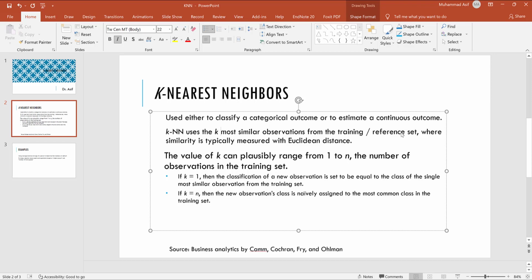K is a number that can vary from 1 to n. If, for example, K is set as 1, then the classification of a new observation is said to be equal to the class of the single most similar observation. So in this case, we'll be looking for one observation that's closest to the query. If K is set to 3, then we will see which 3 most related points our query matches with. And these related points are measured based on Euclidean distance, that's the distance between two points on a line.